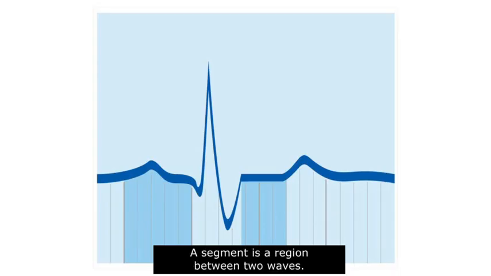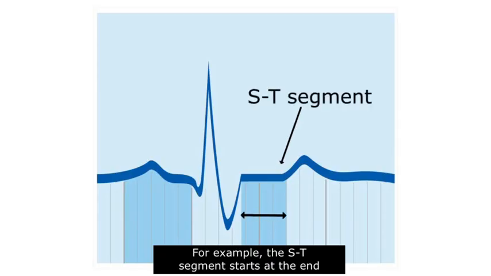A segment is a region between two waves. For example, the ST segment starts at the end of the S deflection and ends at the beginning of the T wave. An interval is a region that includes a segment and one or more waves.